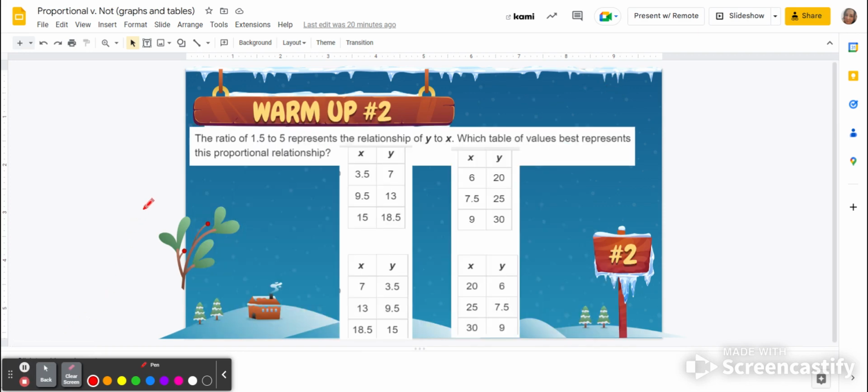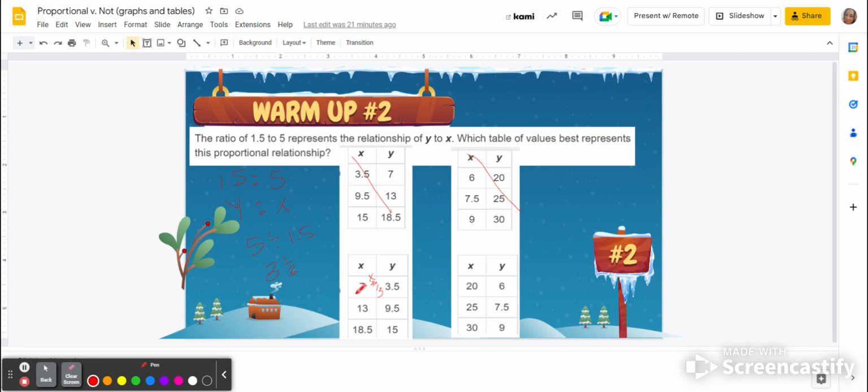Okay, so looking at this one, it says the ratio of 1.5 to 5 is y to x. So that makes my y my smaller number. So here my y is my bigger number, so that can't work. Here my y is my bigger number, so that can't work. So I'm down to these two. So then I need to divide 5 divided by 1.5. And then I believe I get 3 1/3. So now I'm going to multiply times 3 1/3 until I get the correct answer.